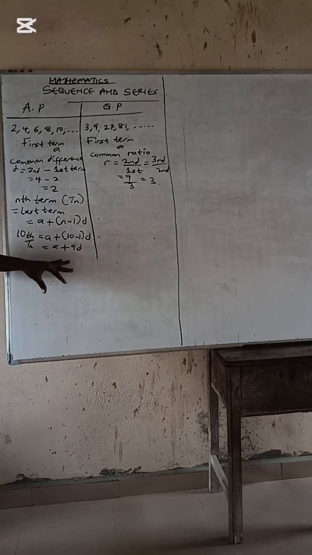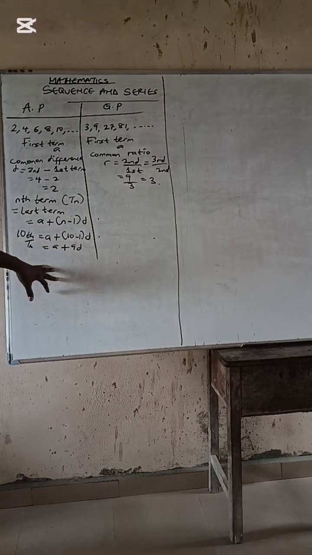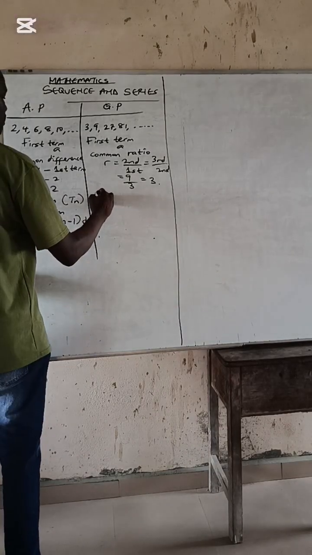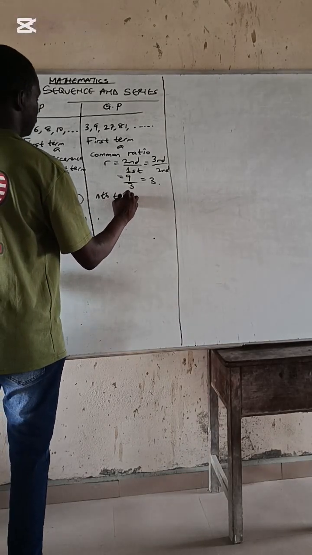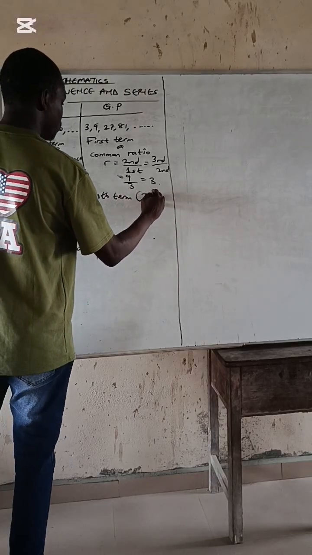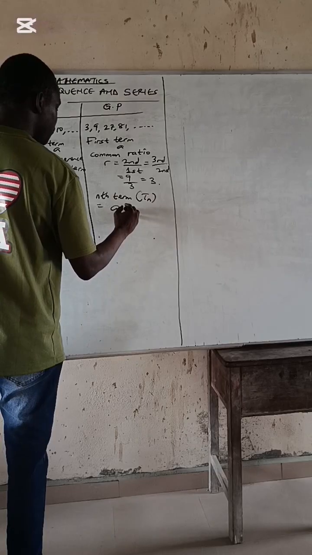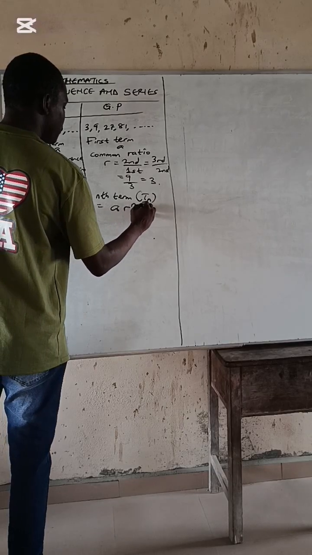That is a plus 4d. So which means the 8th term will be what? A plus 7d. I hope you've gotten that. Now we have what we call the nth term also in GP. We also call it the last term too, and it's equal to a r raised to power n minus 1.